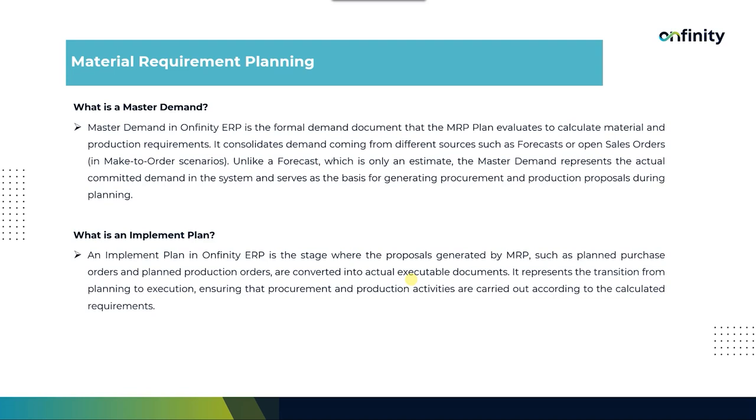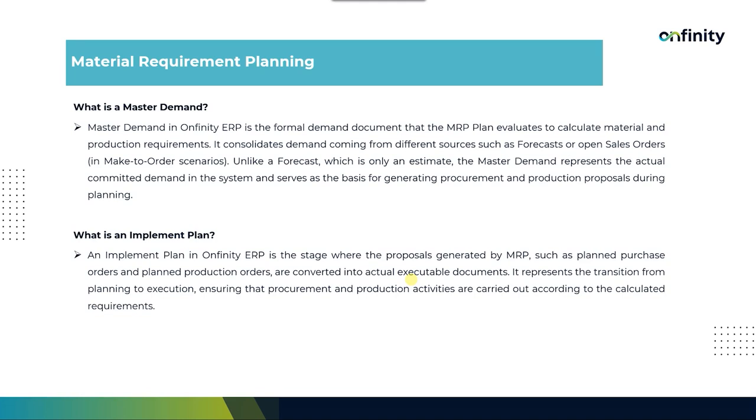Now understand what master demand is. Master demand is the formal demand document that the MRP plan evaluates to calculate material and production requirements. It consolidates demand from different sources such as forecast or open sales orders. Unlike a forecast, which is an estimate, master demand represents actual committed demand and serves as the basis for generating procurement and production proposals.